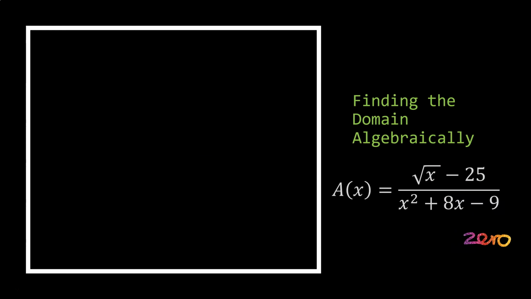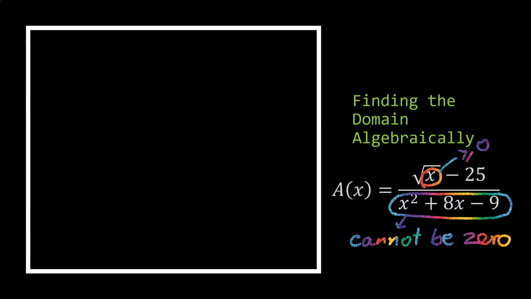All right, finding the domain of this function. So let's stare at this here. What do we see? We see a square root, right? So the thing under the square root would have to be 0 or higher in order for it to have a real value answer. And then the denominator cannot be 0. So you have two restrictions.